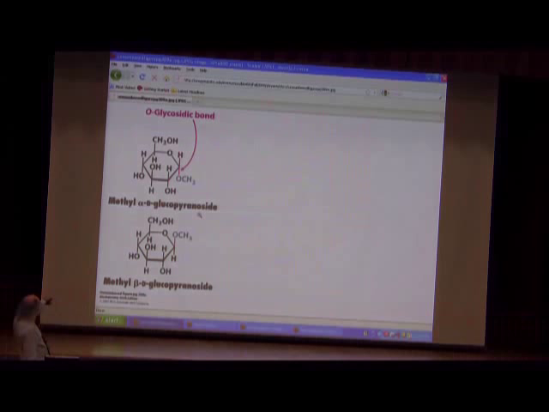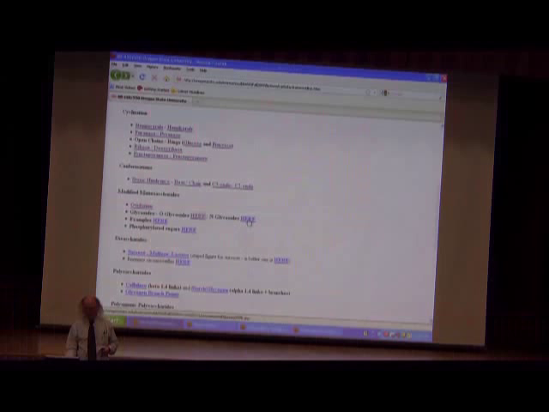So glycosides. Here's a glycoside, as I said. Methyl group on that oxygen. There's a methyl alpha D glucopyranoside. Wow, big mouthful of a name. Okay. There's the beta form. Once we get it in one of those forms, it's going to stay in that form. It's not going to flip.